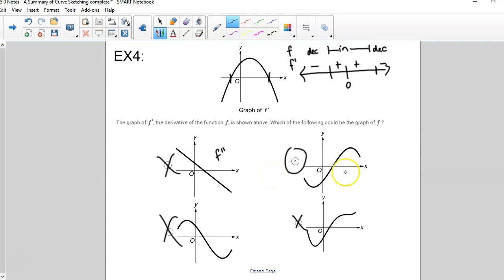You could also look at concavity. If the derivative is increasing, like right here where we're increasing, then that should tell us that we're concave up. And so concave up until this point, and then you're concave down here, so that also works. Although you can probably throw out the others just based on the other information. Okay, questions?